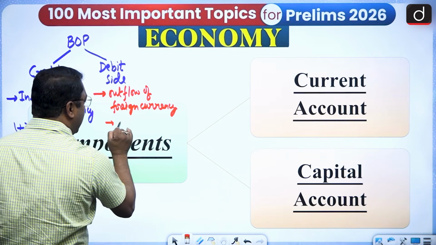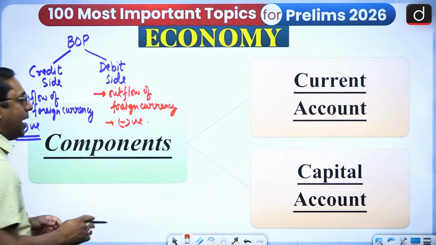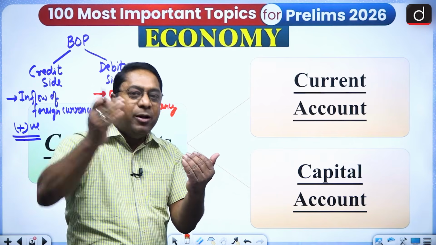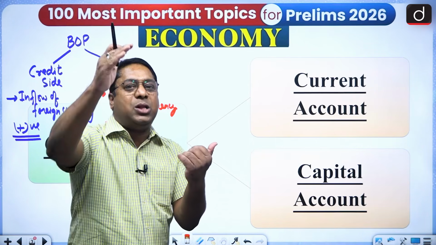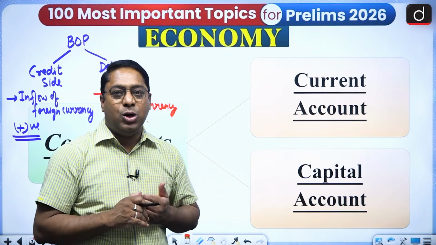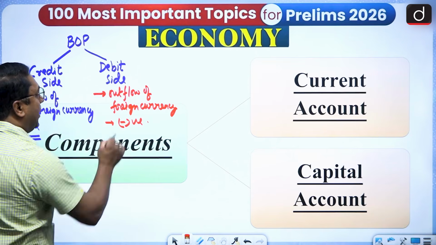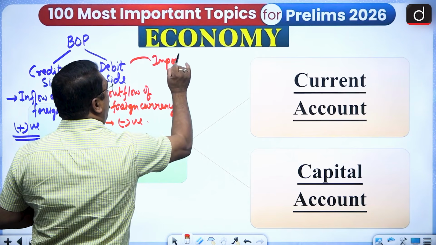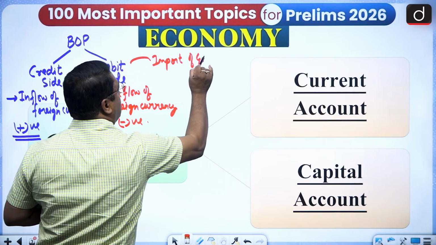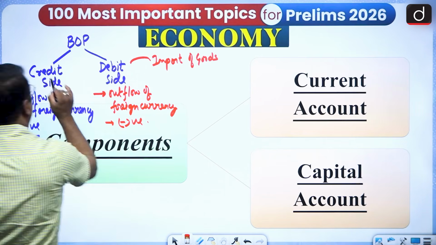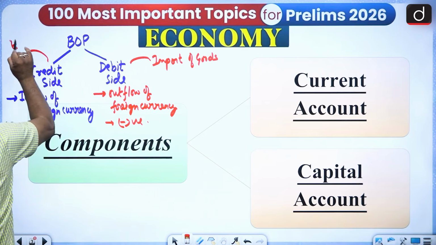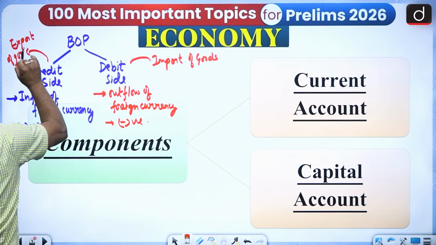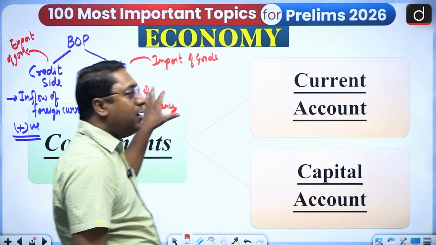And this is recorded as the negative side. Why negative? Because from your country, the dollars or the foreign currency is going away. So an example with regard to the debit side can be the import of goods. And when we talk about the export of goods, this will be on the credit side.